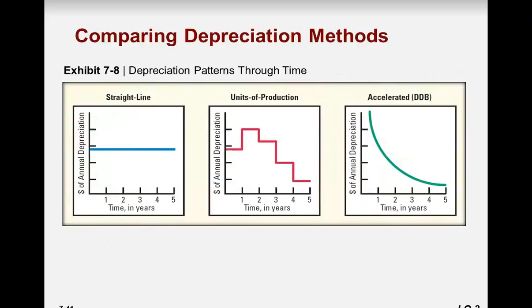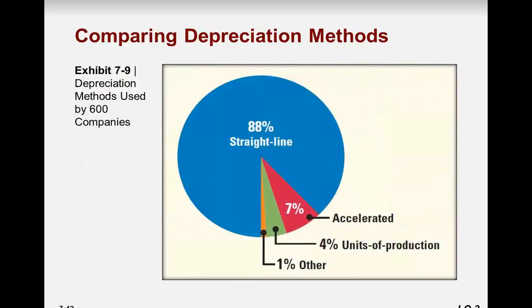A little graphical if you're a visual learner. So most companies, 88%, use straight line. Why? Because straight line is easy to do, is the biggest reason for that. 4% use units of production, 7% use accelerated methods.